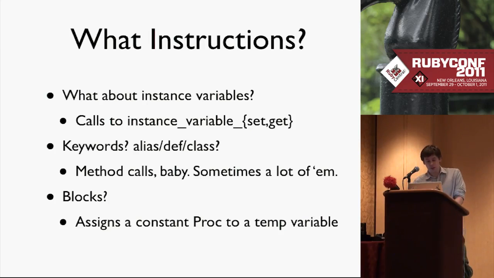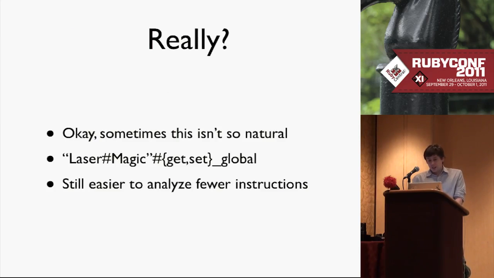Keywords like alias or def or class, those are all method calls. Class turns into a lot of method calls and branches and whatnot. Blocks create a constant proc value and stick it in a temporary variable. And this doesn't really always work. There are some things that there aren't actually existing method calls for in Ruby. So I use a special class called Laser Magic. C Ruby folks will know the frozen VM object. That's pretty much my frozen VM. So for example, when you set or get a global variable, it turns into a method call to Laser Magic. And I mean, maybe someday I'll change this. For now, it's actually worked out.